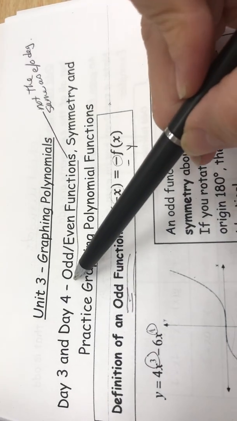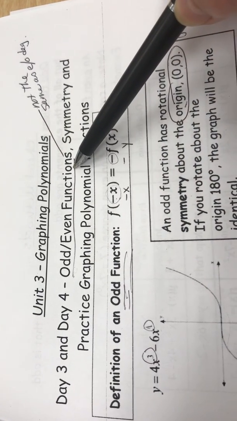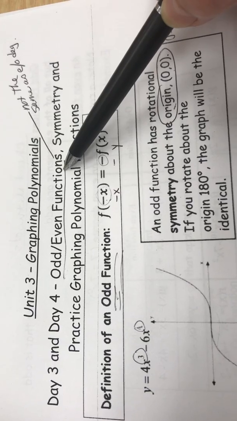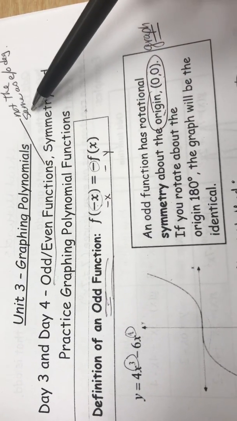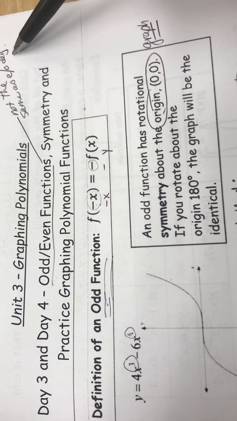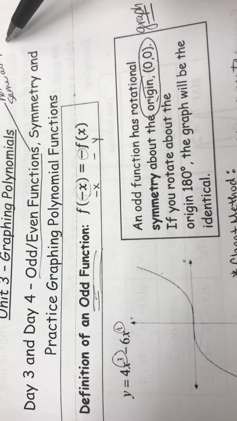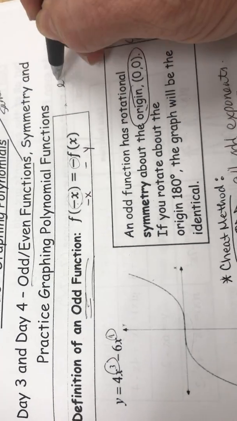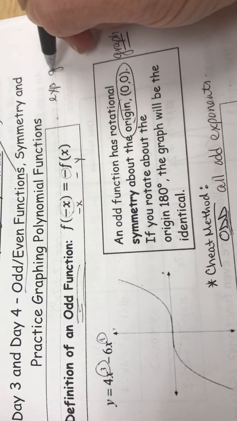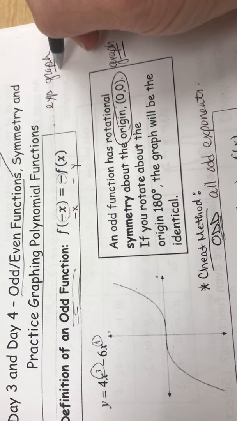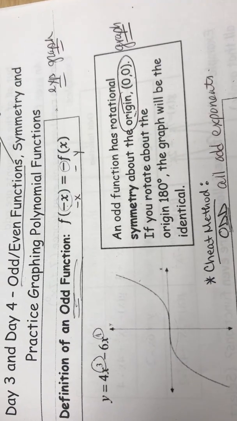So the first thing is, if something is even or odd as a function, that is not the same thing as if it's an even or odd degree, okay? An even or odd function has to do with its exponents and its graph, okay? You can look at either or.